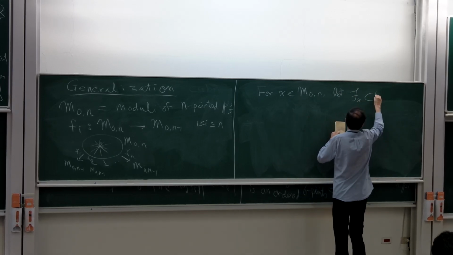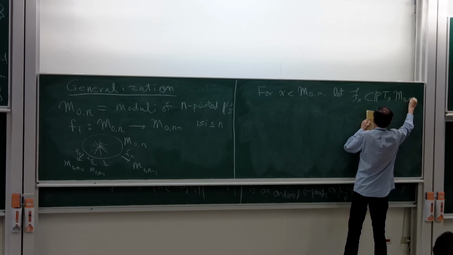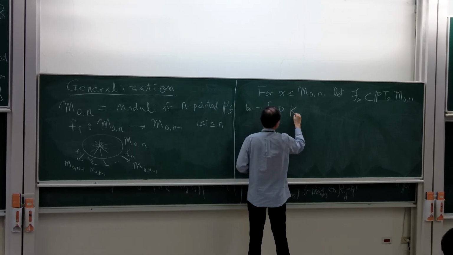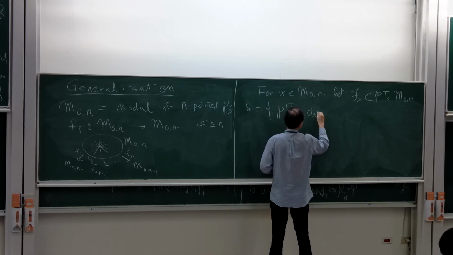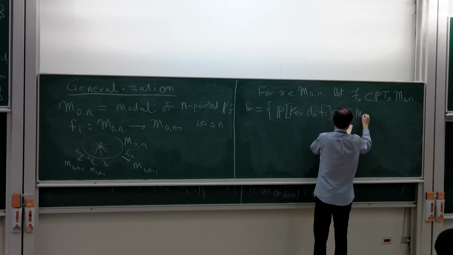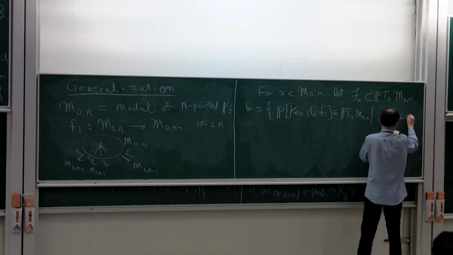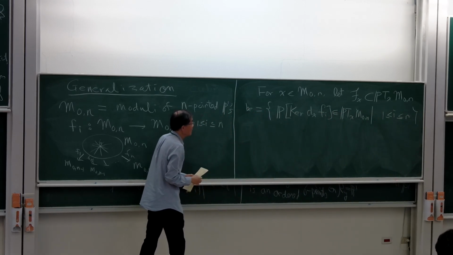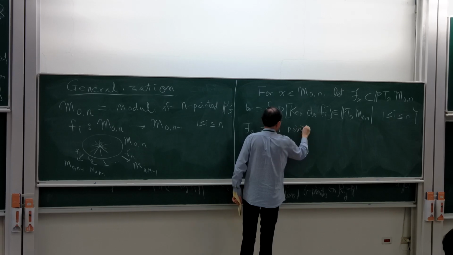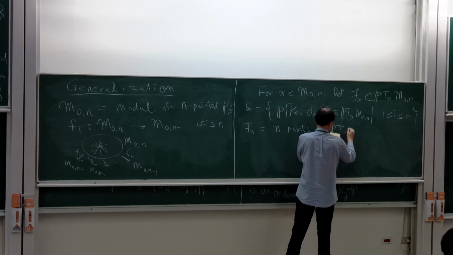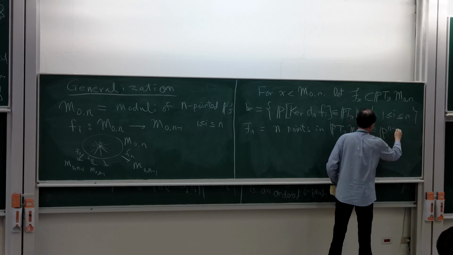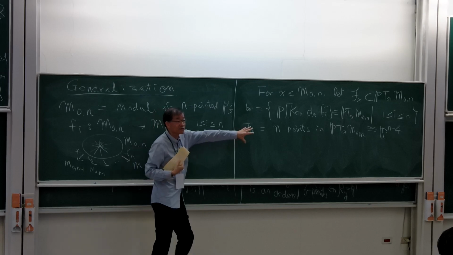Let Fx be exactly as before. We just take the fibers of these maps. This is the tangent directions at that point. So this is Fx, this is just now n points in P, which is now P^(n-4). So these are now n points on P^(n-4).